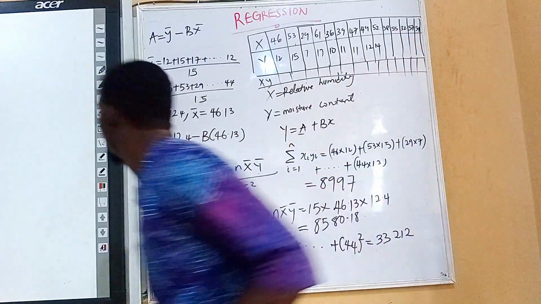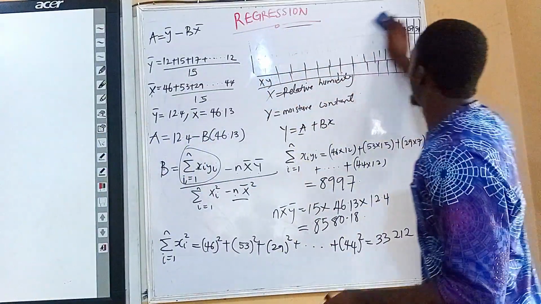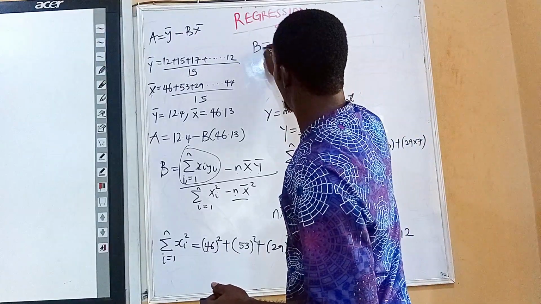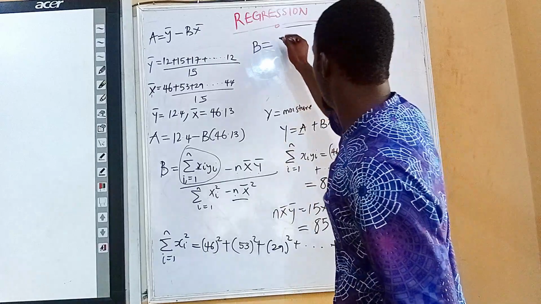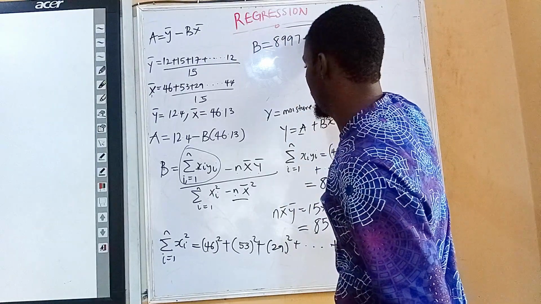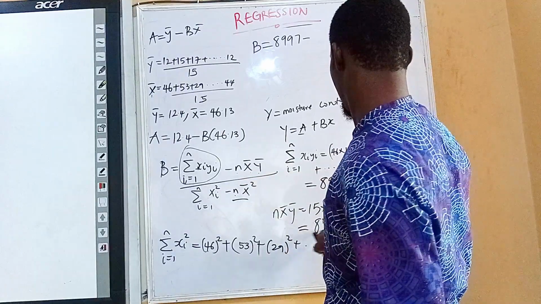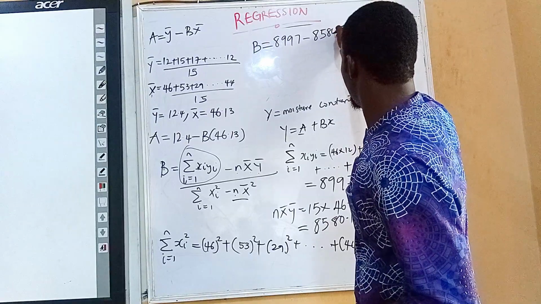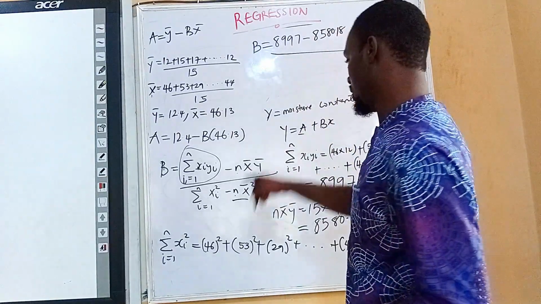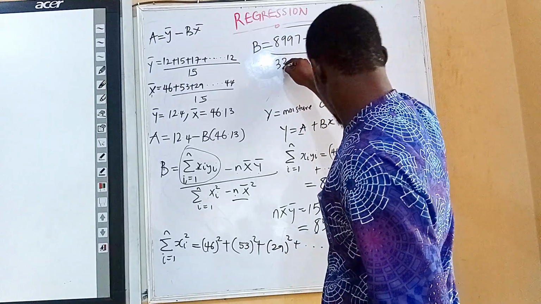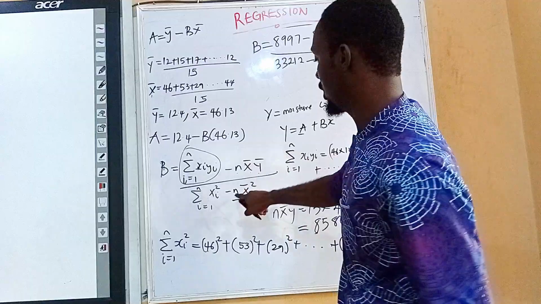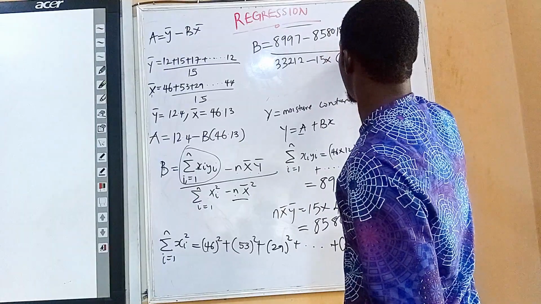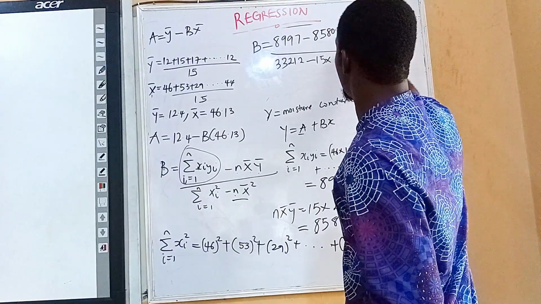So at the end of the day, our B estimator will be equal to 8997 minus 8580.1 all over 33212 minus n, which is 15, times the square of our S mean, which is 46.13 squared. So let's punch this thing.